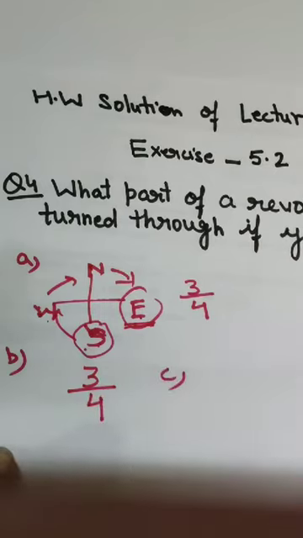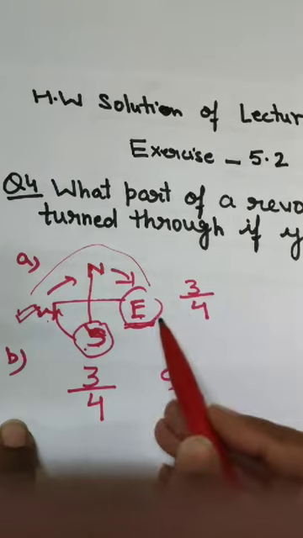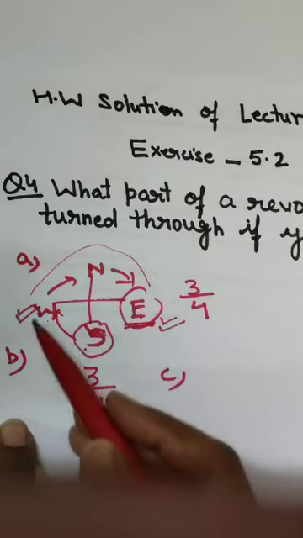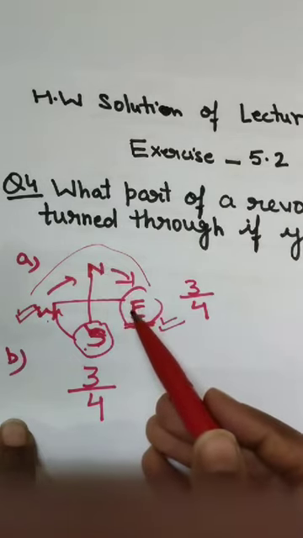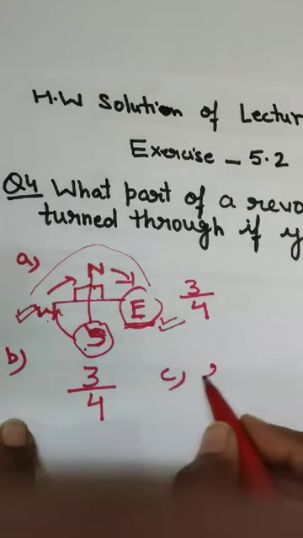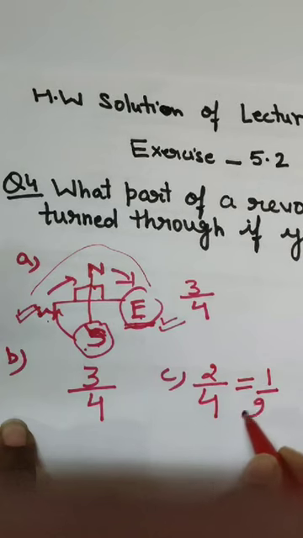C part, you are standing facing towards west and turn clockwise to face east. Turn clockwise towards east here. So, how many directions have you covered? You have covered 2 directions, north and east, and 2 right angles. So, 2 right angles means 2/4, and 2/4 we can write down as 1/2 also.